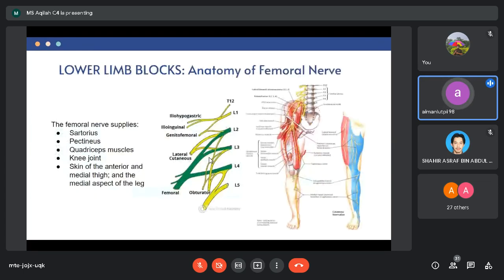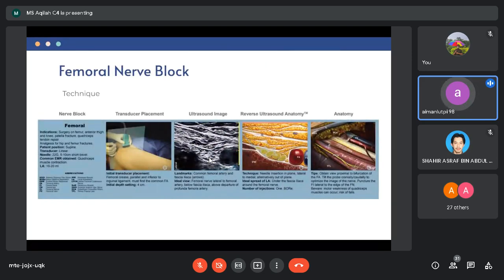And then for lower limb block, it is also important to understand the anatomy of the femoral nerve. This nerve supplies a lot of muscles such as sartorius, pectineus, quadriceps, knee joints, and also the skin of the anterior and medial thigh and the medial aspect of the leg. The first block for lower limb is the femoral nerve. This technique is indicated for surgery on femur, thigh, and knee or patella fracture.